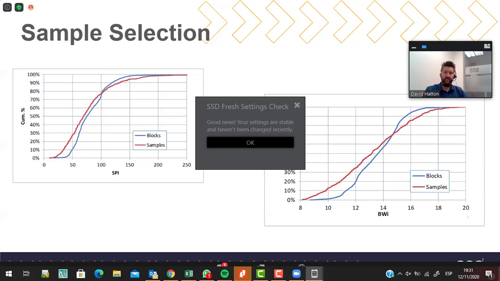So what does that mean? Well, it means that we chose samples that represented the full range of hardnesses on the ore body, and we didn't have a particular bias, so we're not going to get a bias in our overall results. Right, so that's the sample selection.